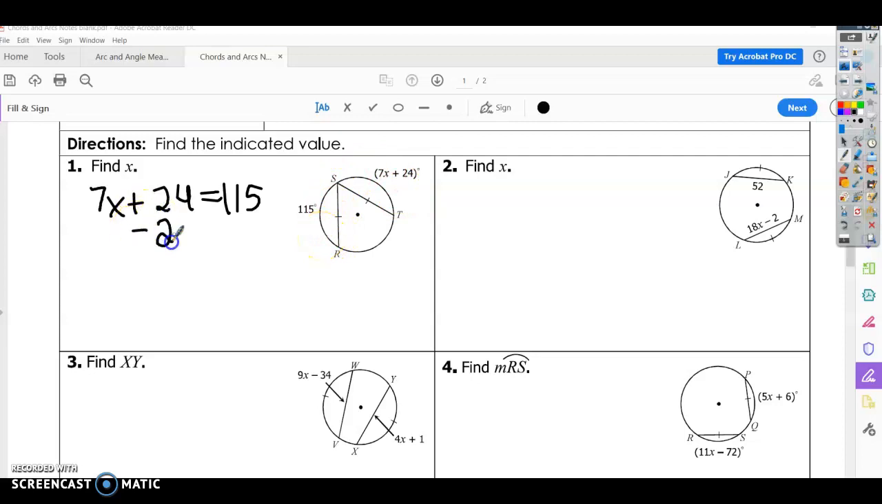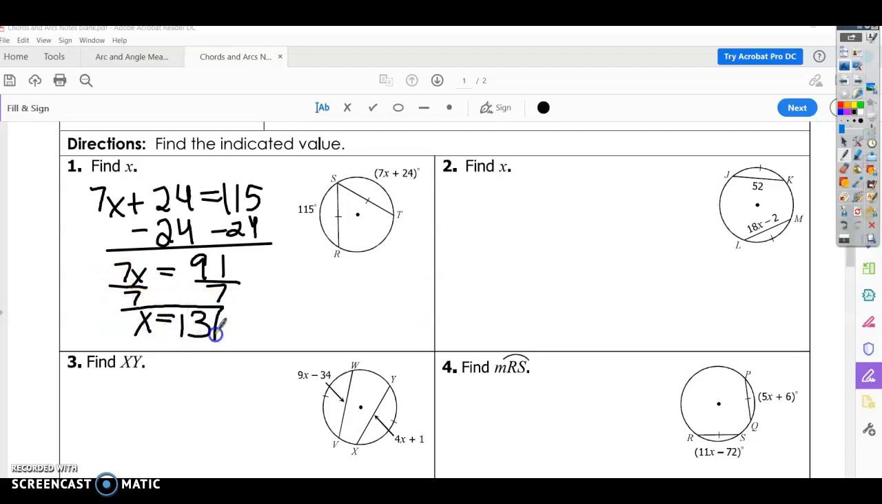All right, so if we subtract 24 from both sides, 115 minus 24 is 91. And then divide by 7. So all we're doing is solving for x. X would be 13. So if you plug 13 in here, 13 times 7 plus 24 should equal 115, and it does. So you can plug it in and check it.